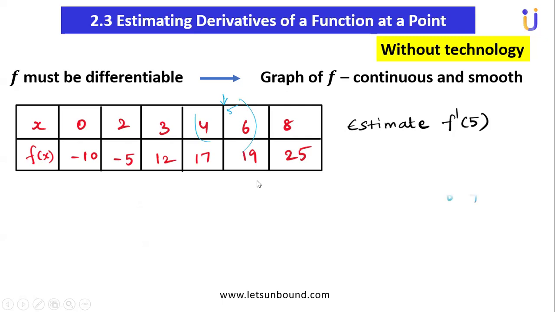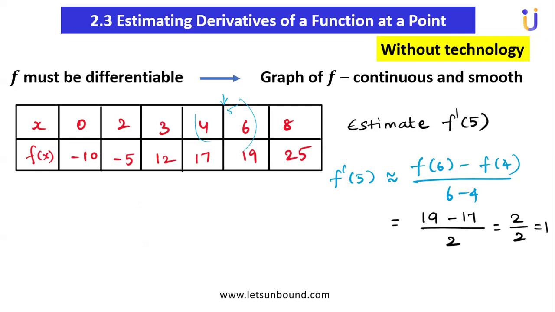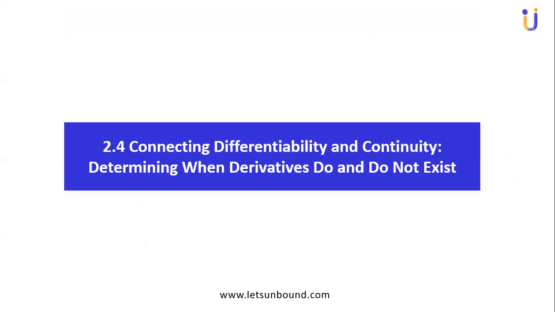So just apply the average rate of change: f of 6 minus f of 4 divided by 6 minus 4. That's the best we can do here. And again, it's just estimating. It won't be exact. With this information, this is the best estimate of the instantaneous rate of change, or derivative, of the function, and it's approximately 1. This is using tables.